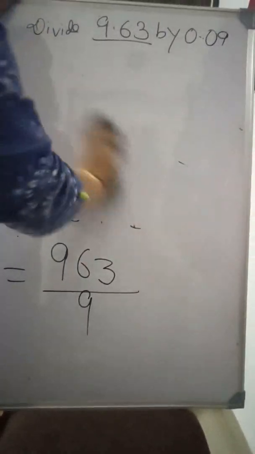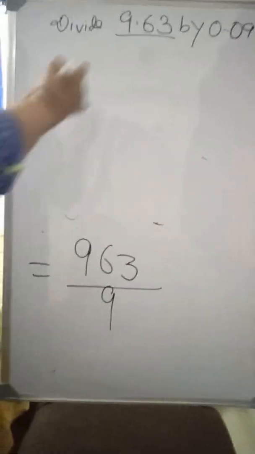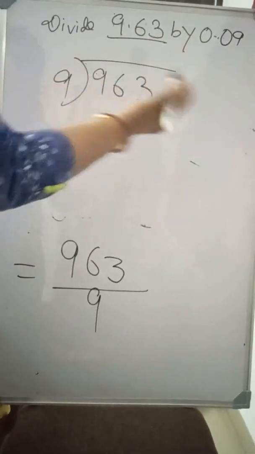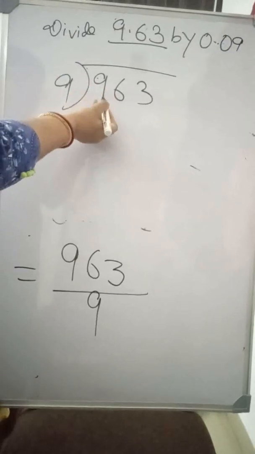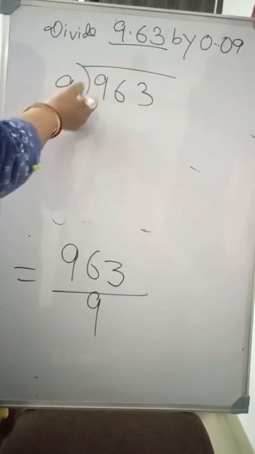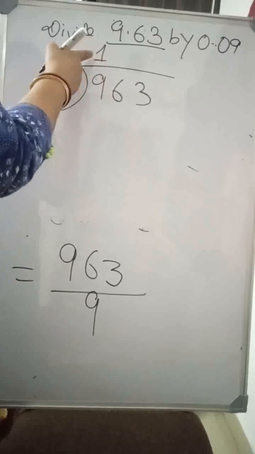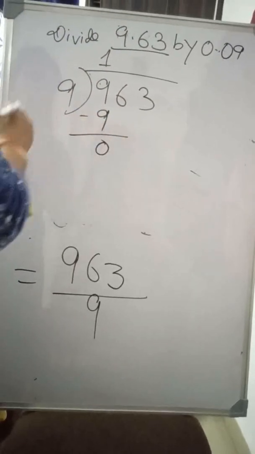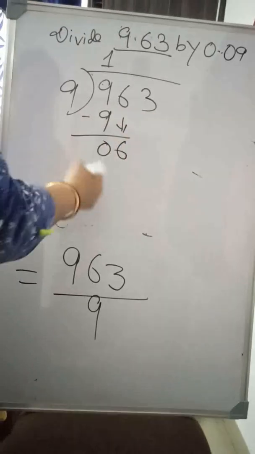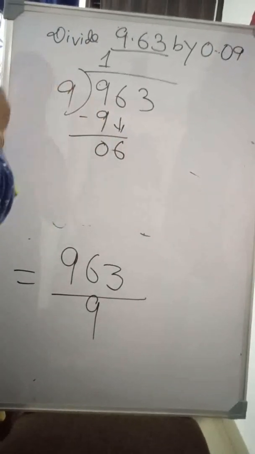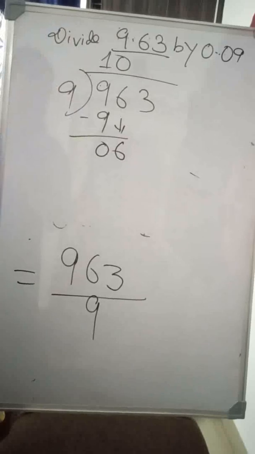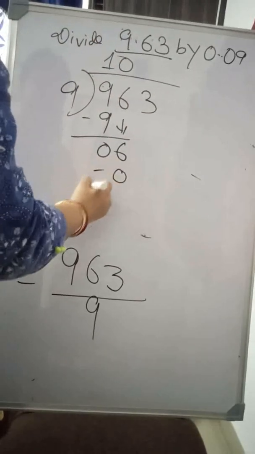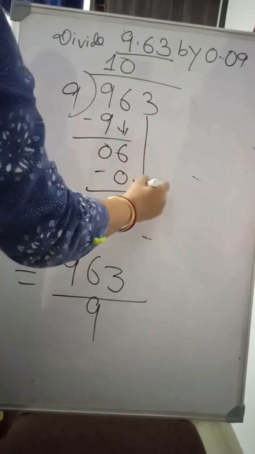So let us divide it. 963 is divided by 9. Let's start from the left hand side. Get its place value, 900. 9 is equal to 9. So I will start with 1 times 9. 1 will be in the hundreds place. So 1 times 9 is 9. 9 minus 9 is 0. Now put down 6. Here 6 tens. 6 is less than 9. So I will write down 0 in the tens place. 0 times 9 is 0. 6 minus 0 is 6. Now I will put down this 3.